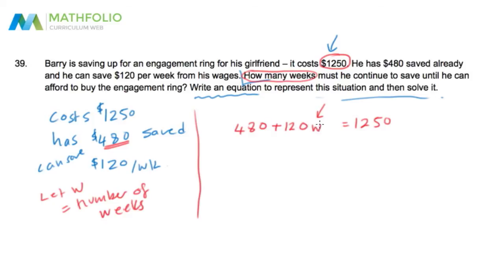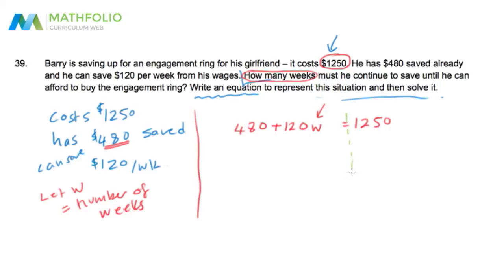And so to do that, we just put the W there. And this is our equation that represents this situation: 480 plus 120W equals 1250. So we're not done yet. We need to solve it, and then we need to answer the question.